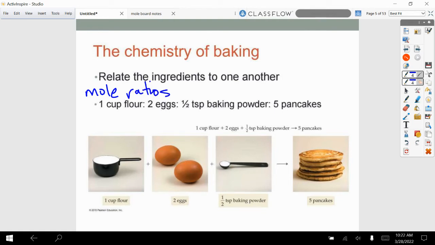Obviously this is important to know because if you only have half a cup of flour, then you know that you don't have enough to get these 5 pancakes. And so you would need to either go to the store or adjust your recipe.